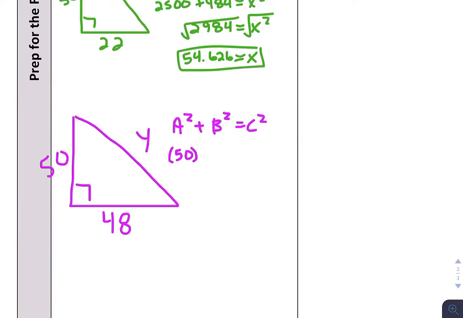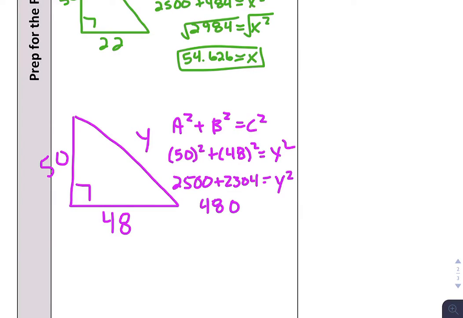So we'll substitute 50 here, 48 here, and then y for our c. And so 50 again is going to be that 2,500 value. We square 48, what are we, 2,304, and that equals that y squared. Adding the two terms on the left together, we end up with 4,804. Then, of course, square rooting to get rid of that square.